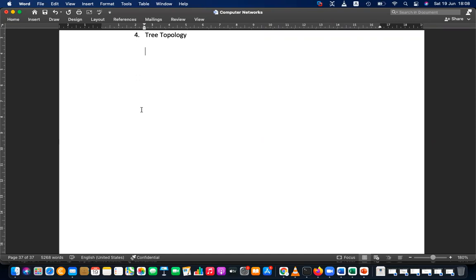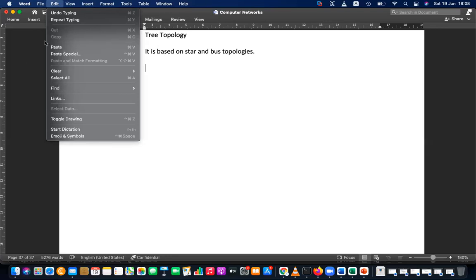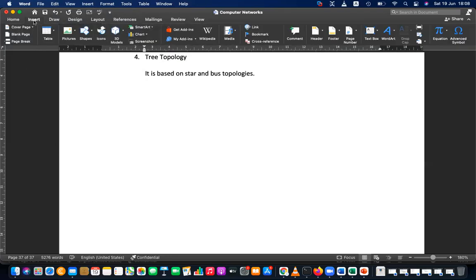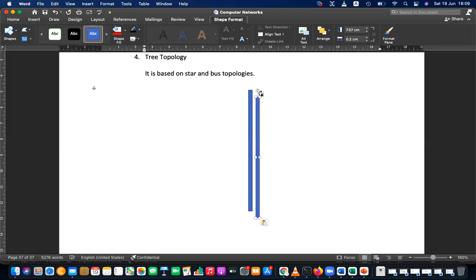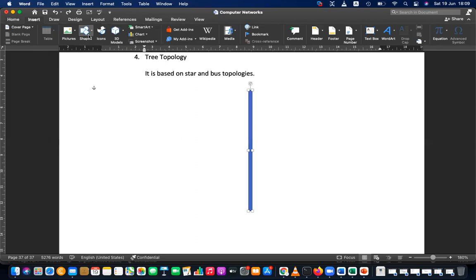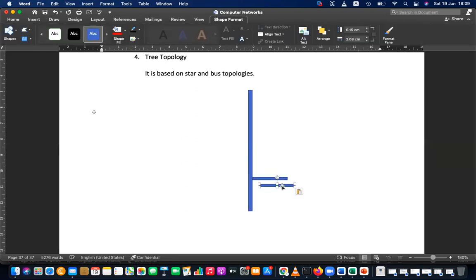Tree topology is based on two other topologies: star and bus topologies. We can see star topology and bus topology together. That means we have a central baseline, similar to the previous topology. To this central baseline cable, other sub cables are connected using T connectors. That is the bus topology. You know that. We use T connectors to connect branches.